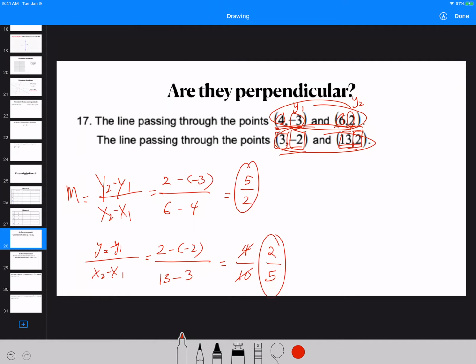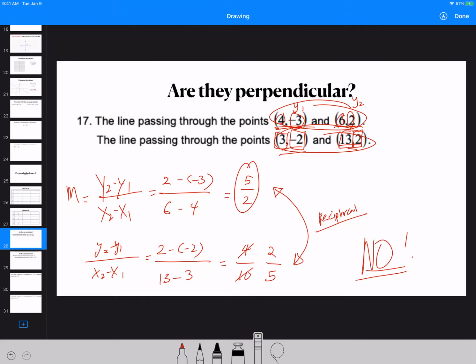Now, if you take a look at these two slopes, you might say, oh, well, they are reciprocals of each other. But does that make them perpendicular? The answer is absolutely no. What am I missing here? I am missing the negative sign. Since I am not given the negative sign when I solve for these, I am not going to get the correct answer. So you're going to say, no, they are not perpendicular, even though they're reciprocals. It does not have the negative portion. So absolutely not.